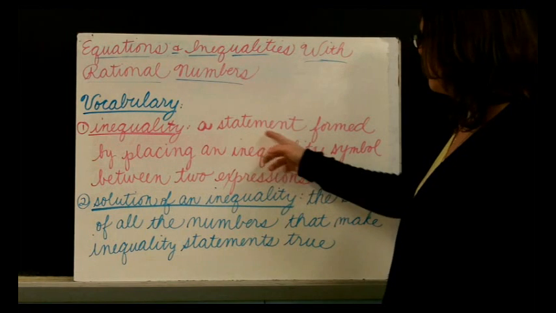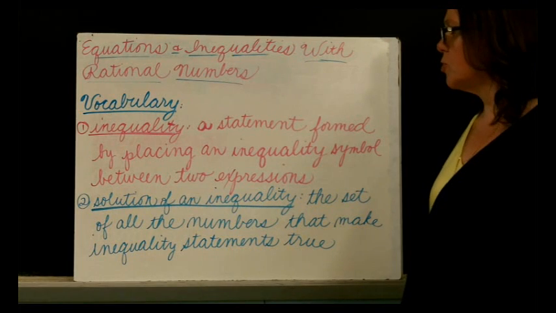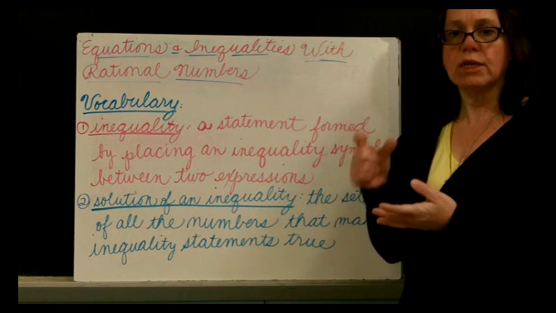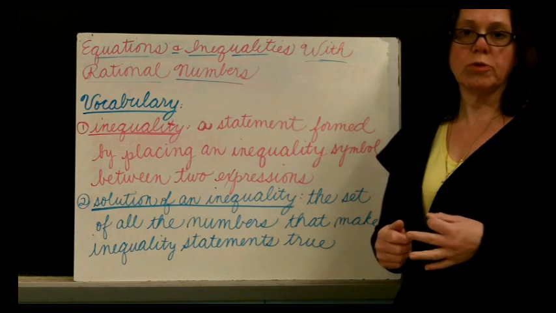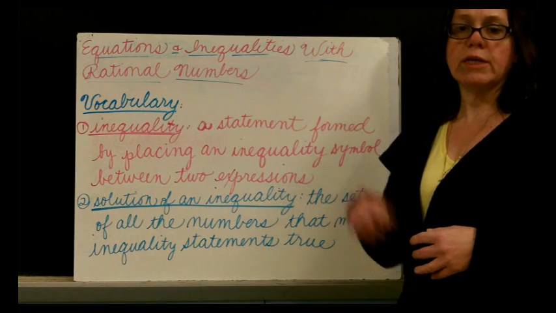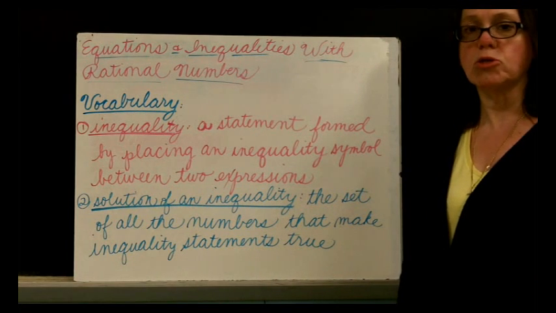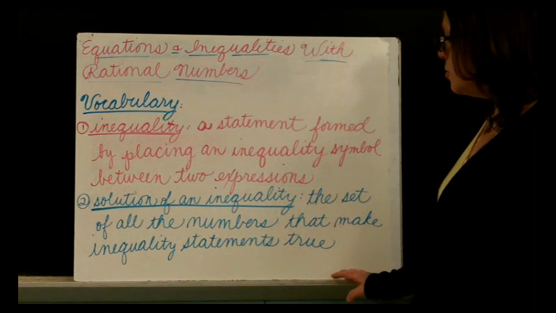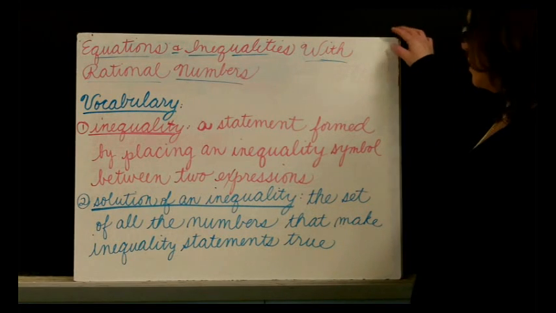First, we have an inequality. An inequality is a statement formed by placing an inequality symbol between two expressions. So the difference between an inequality and an equation is that instead of using an equal sign, we use either less than, greater than, less than or equal to, or greater than or equal to. And with equations, while there is a single answer, inequalities have a whole range of answers that make the statement true, which leads us to our second vocabulary term, the solution of an inequality, and it's the set of all the numbers that make the inequality statements true.